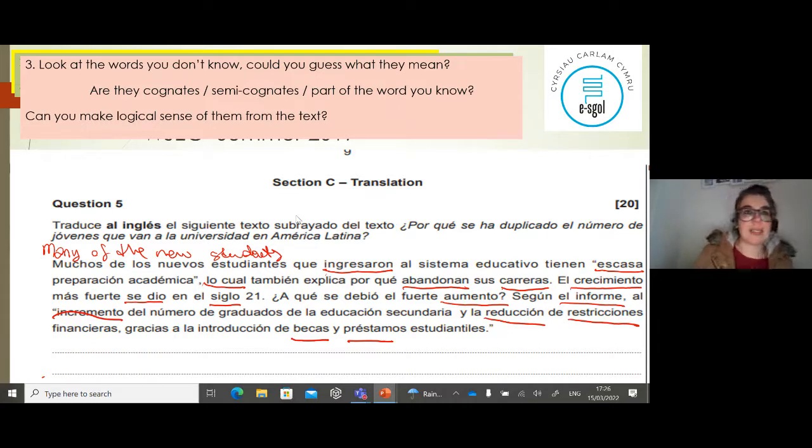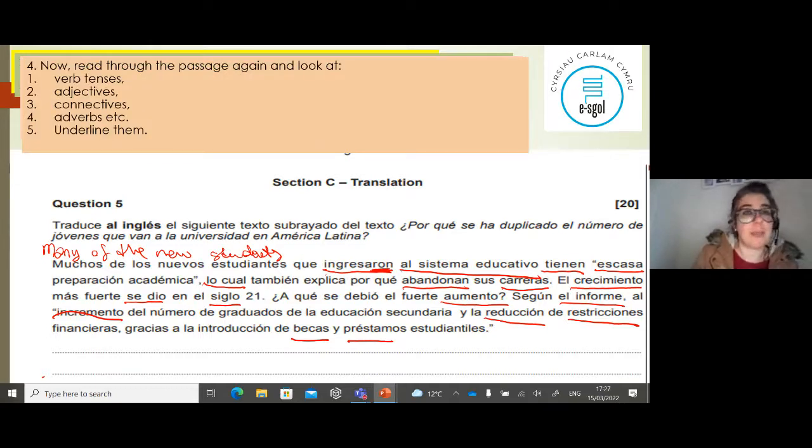So we were looking at words that we don't know. Could we guess what they mean? So many of the new students which ingresaron al sistema educativo, so this educational system. So we know that ingresaron is from the past tense. So many students that came to the educative system, tienen, have got. Okay, so that's a good way to start having a draft.